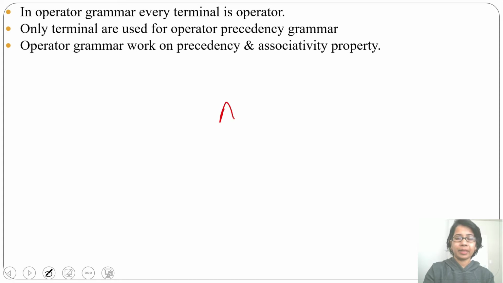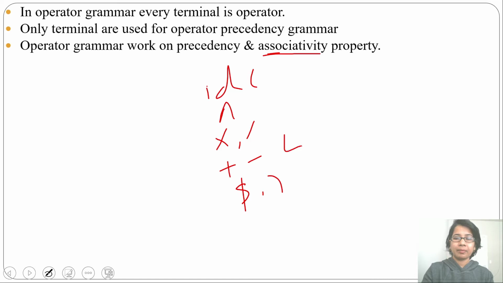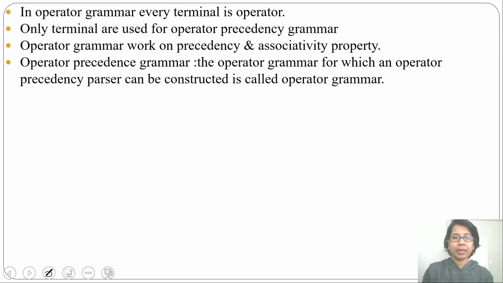Power has higher precedence, then multiplication and division, then plus minus. And dollar has lowest precedence of all and ID has highest precedence. Or suppose any bracket, start bracket has higher precedence while end bracket has lower precedence. Plus minus, these are left associative, multiplication division, these are left associative, power, this is right associative. ID, bracket, dollar, end bracket, they don't have any associativity. The operator grammar on which we can do operator precedence parsing is called operator precedence grammar.